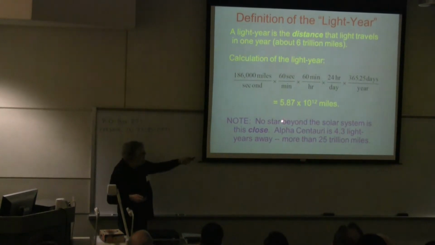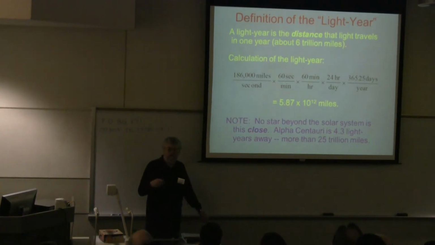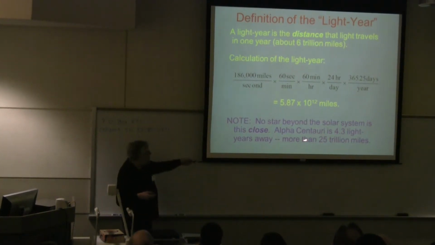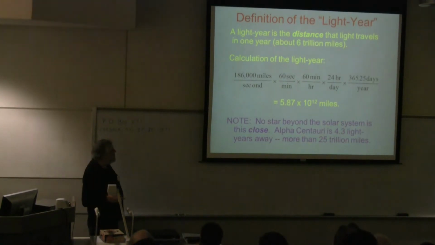And note here, there's no star that close. Remember, Alpha Centauri was 4.3 light years away. We said in the previous slide that it took 4.3 years for its light to reach us. That means it's about 25 trillion miles away, or 4.3 times that distance. And that's the nearest of the other stars to our own solar system. So any question about that?